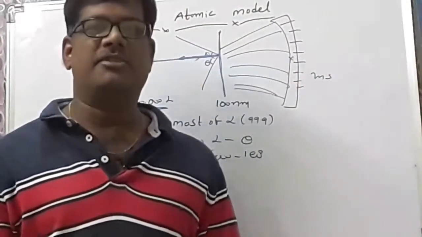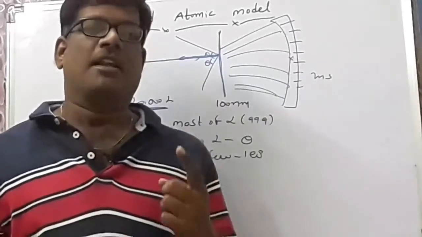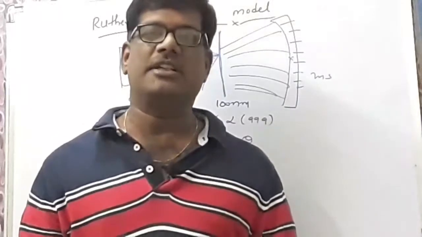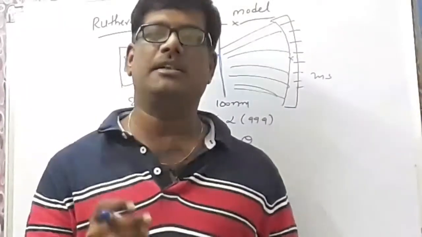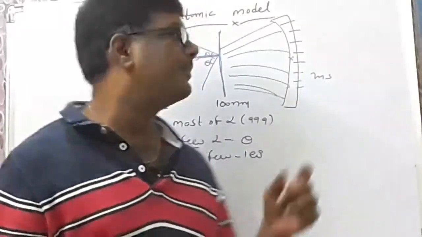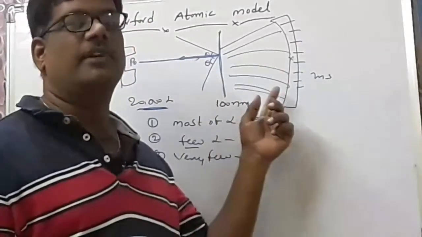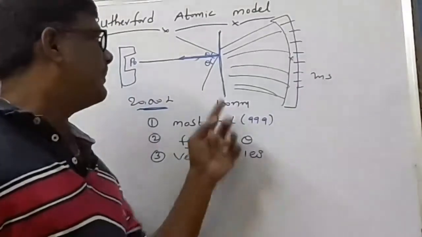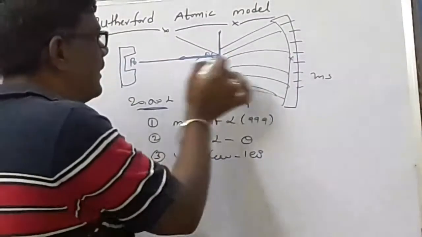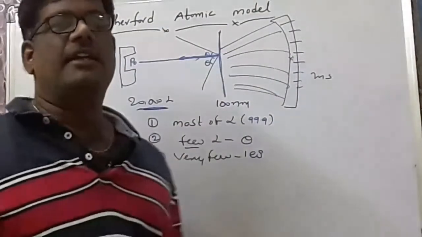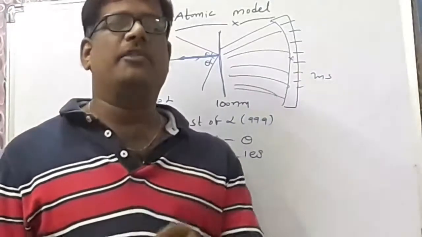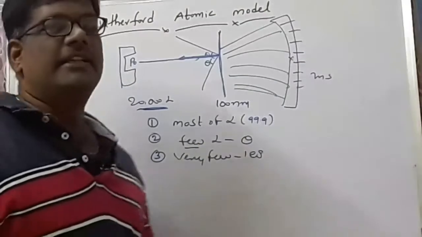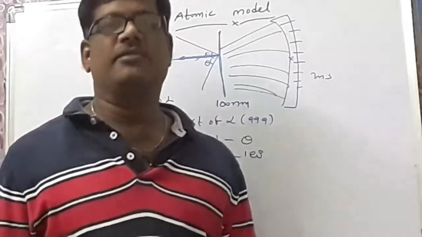Once again, what are the observations he observed? 1. He passed the 20,000 alpha particles. Whenever he passed the 20,000 alpha particles, nearly 99.9% of the alpha particles pass through the gold foil and touch the screen. No deflection. Number 2, few alpha particles are deflected with angle theta. So like this, and they are deflected with the angle theta. Only very few particles, we can say only one particle, deflected with the angle 180. So these are the observations made.